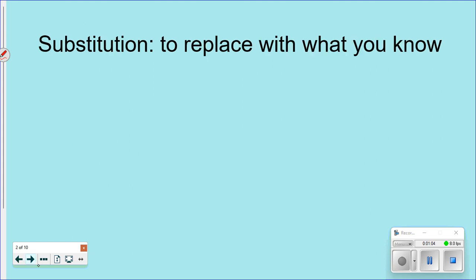So the first vocabulary word I have is substitution. And substitution, we all know, is when something takes the place of something else. So the definition is to replace with what you know. Like if I'm gone today, I get a substitute. I get somebody to take my spot. So we're going to be doing a lot of substituting today in our lesson.